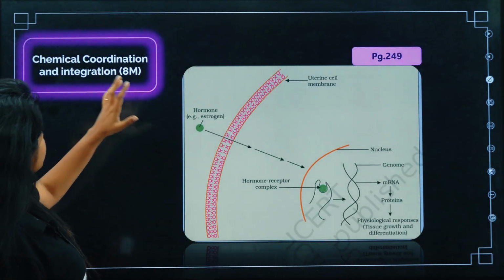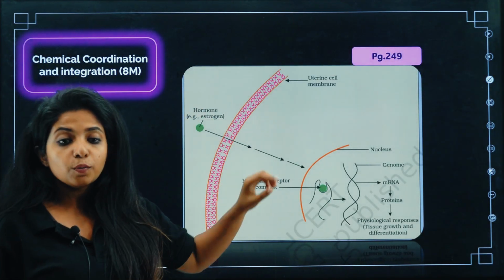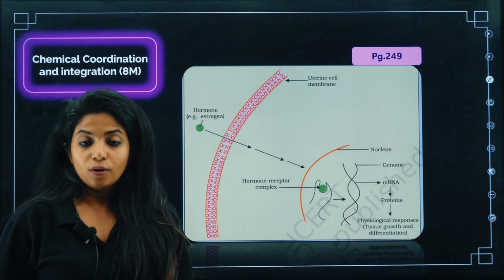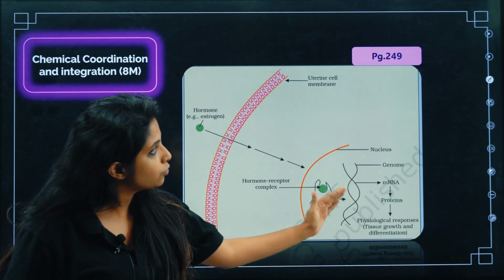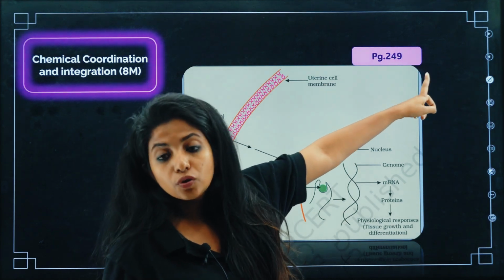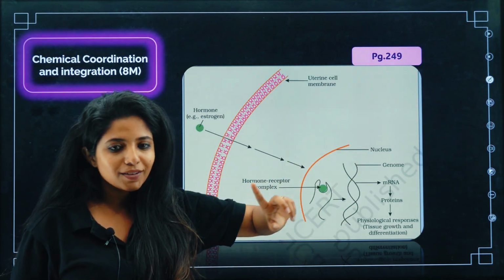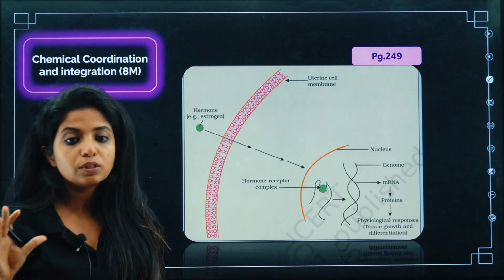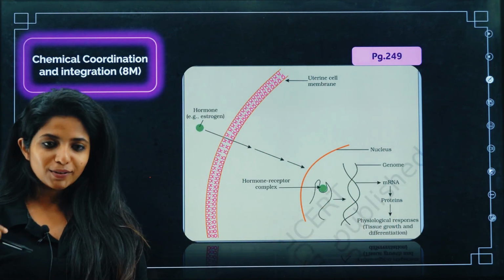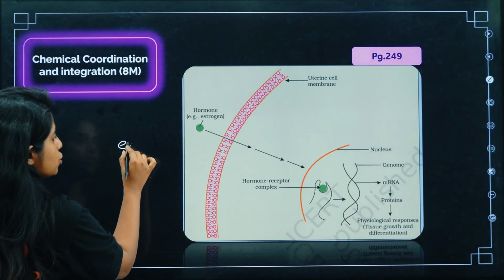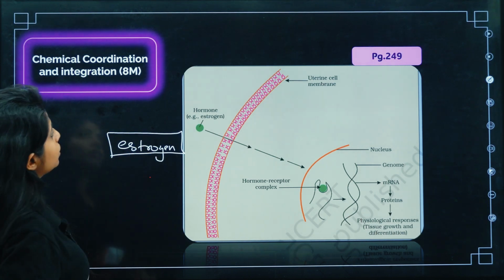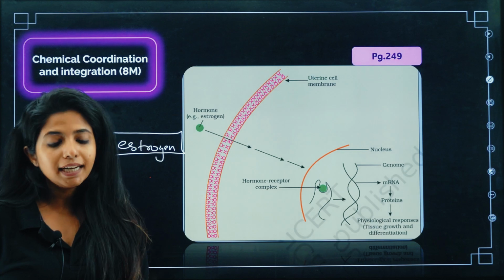Now chemical coordination and integration. Over here you might be asked about the schematic representation of estrogen, a hormone. This is what you have to draw. This is on page number 249. Please recheck once in your NCERT, as I have used the rationalized version of NCERT for following this. This is the schematic representation of how this particular hormone works. This is from chemical coordination and integration.